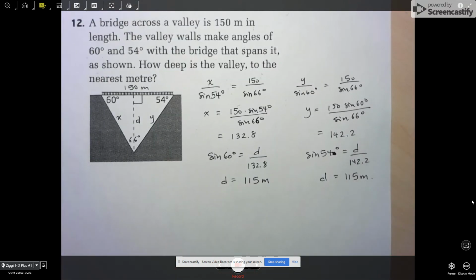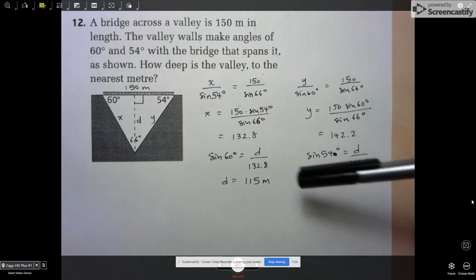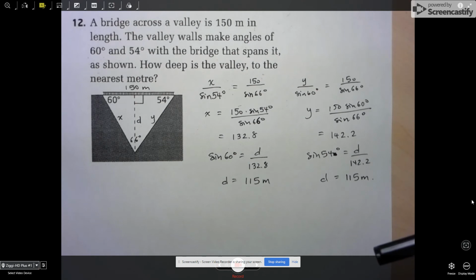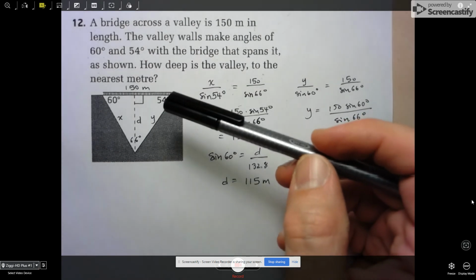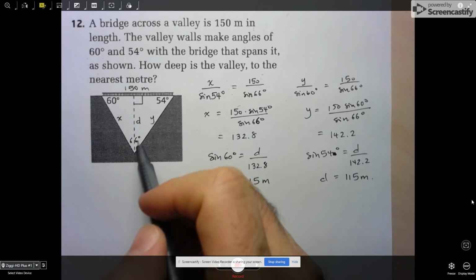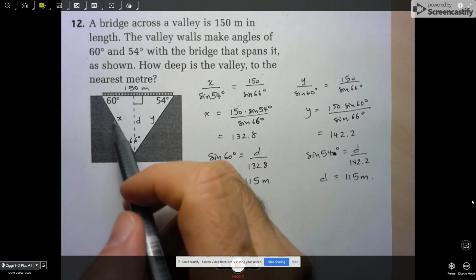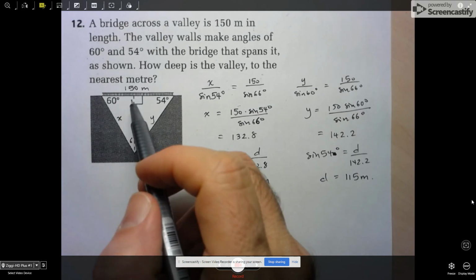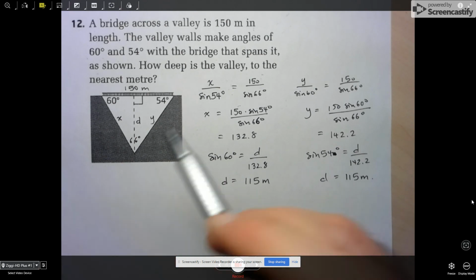Not surprisingly, since we actually proved the sine law, I'm not surprised that I get exactly the right answer. So just to recap here, first thing was to come up with a strategy to realize that I could use the sine law to find one of these other sides. And then one of those other sides became the hypotenuse in one of these right angle triangles, which I could then use to find the depth here. Okay, that's it for this one.